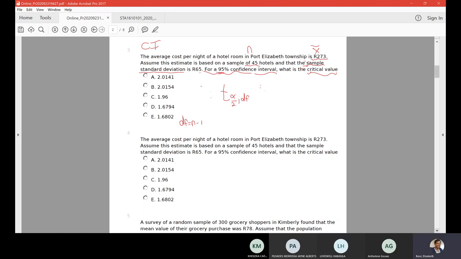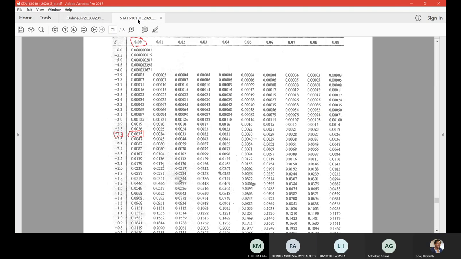Our alpha, we're going to get it from a 95% confidence interval. Remember, this is the same as 1 minus alpha equals 0.95, which alpha will be equal to 0.05 if we make alpha the subject of the formula. By moving alpha onto the other side, we take 1 minus 0.95 will give us alpha of 0.05. Then we can find our critical value by saying T 0.05 divided by 2, and our degrees of freedom is 45 minus 1. Therefore, this will give the critical value of t 0.025 and 44. How do we find this? We go to the T table.